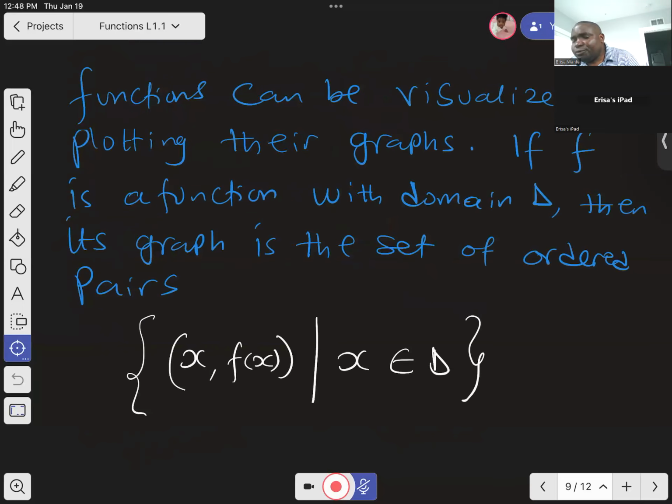Okay, functions can be visualized by plotting their graphs. So if you want to see what the function is, you have to plot the graph of the function, with the domain and then the range. So what is a graph? A graph is simply a plot of pairs of order. It is a set of ordered pairs. You plot a set of ordered pairs, x and f of x.